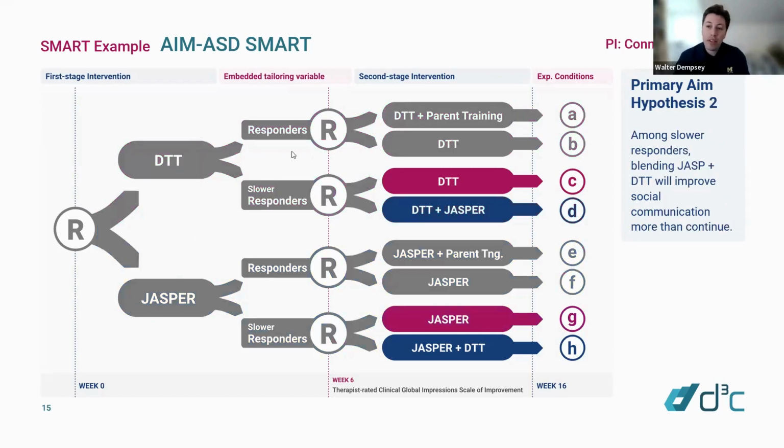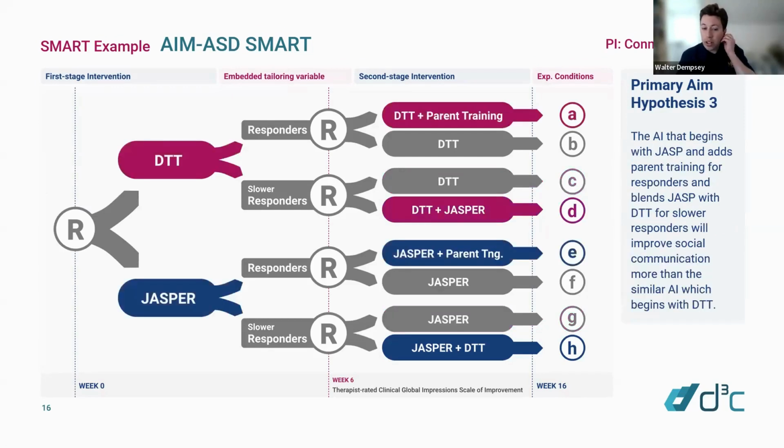The second hypothesis that you're going to test is typically asking around, for non-responders, was the augmentation strategy I employed better or worse? And so here you can actually see we're going to pool across D and H and compare D and H to C and G. And the reason is because, again, the question isn't, was DTT plus Jasper better than DTT? It was, was augmentation for non-responders a better thing to do than not augmenting? So that's why you're pooling C and G and comparing it to D and H.